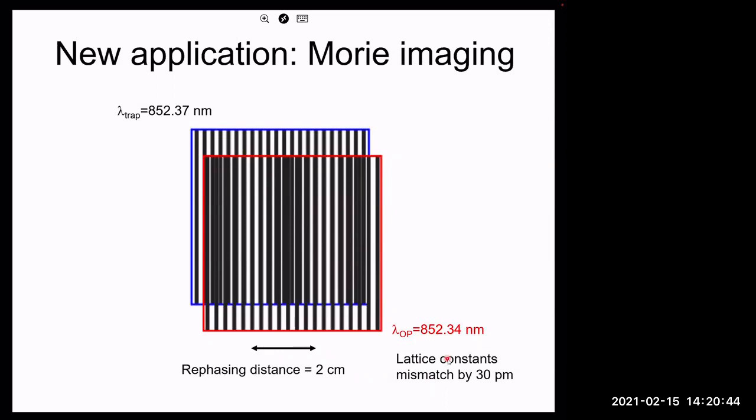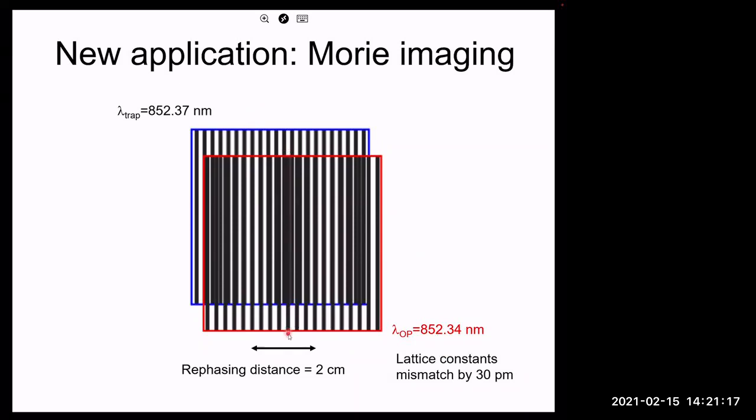Controlling this mismatch by 30 picometer turns out it's pretty easy for us. So when we go from one side to the next side, these two lattices offset by 30 picometer. So if you look more carefully at where they overlap, around here, along this stripe, the two black lines overlap. You see black, white. But at some other location, you see the white line overlap with a black line.